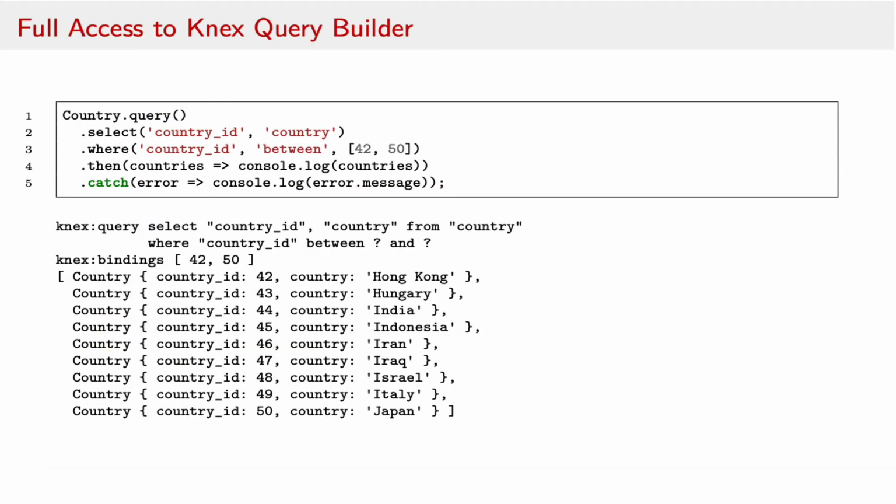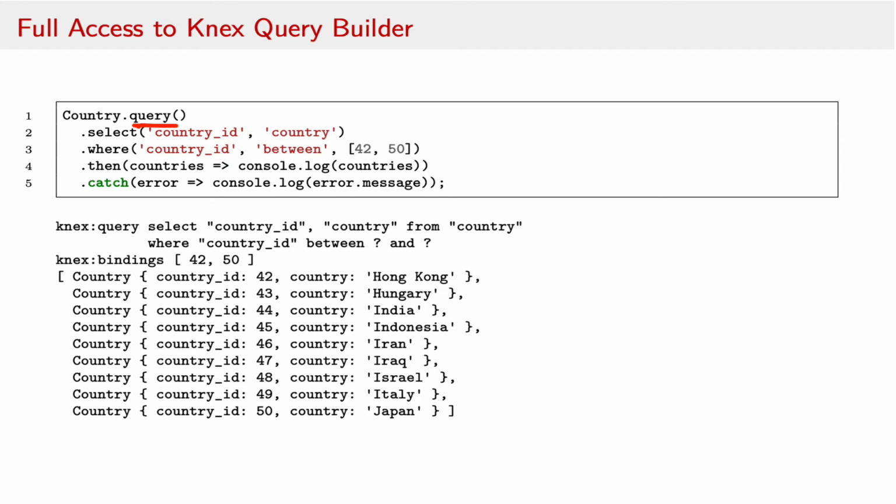Here's a slightly more elaborate example that illustrates the fact that when we're using objection and we've connected it up to the Knex query builder, we have access to all of the capability of Knex behind the scenes. I mentioned before that when we call this .query method on the country class, the model class that we've defined, we're actually getting back a Knex query builder object. So pretty much anything that we could do before with Knex, we can also do inside of objection, and then objection brings more to the table in addition to that.